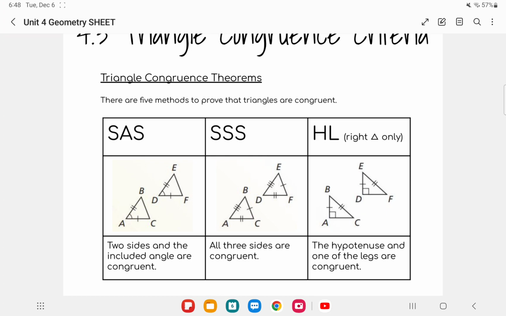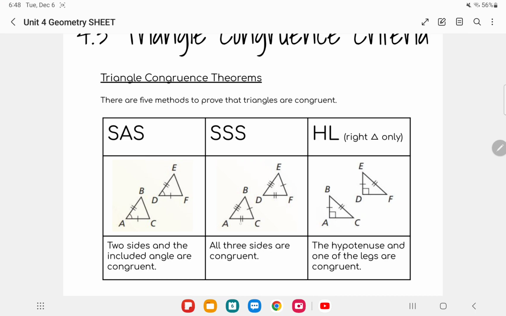So before I scroll down, just to recap, side, angle, side means that I have a side and then an angle that's in between the 2 sides. As long as BA is congruent to ED, and as long as angle A is congruent to angle D, and as long as AC is congruent to DF right here, side, angle, side proves that they are congruent.